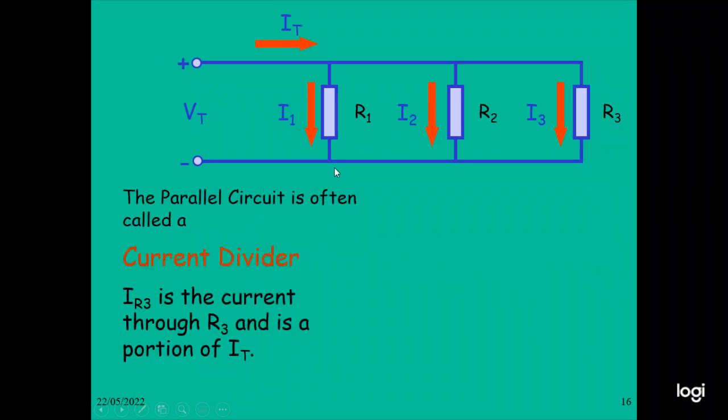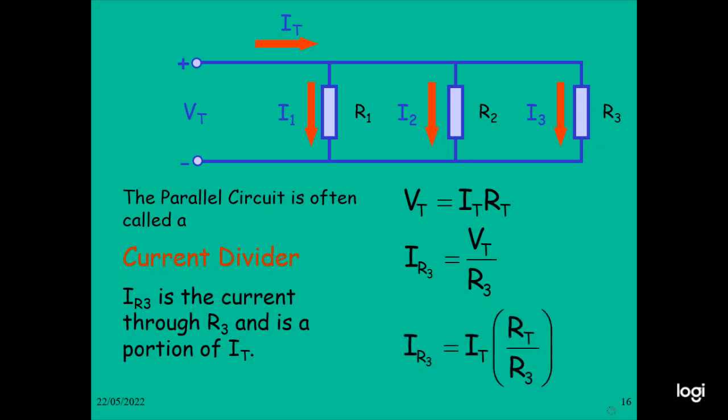This circuit is called a current divider circuit. IR3 is the current through R3, it is a portion of the total current. Therefore, VD equal to ID multiplied by RT. IR3 is VD by R3. So IR3 equal to ID multiplied by RT by R3. You can get it.